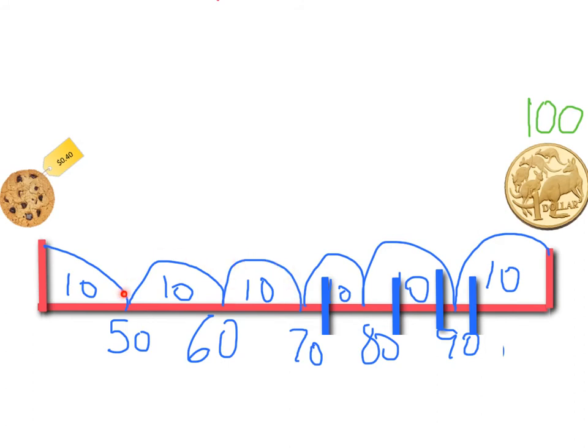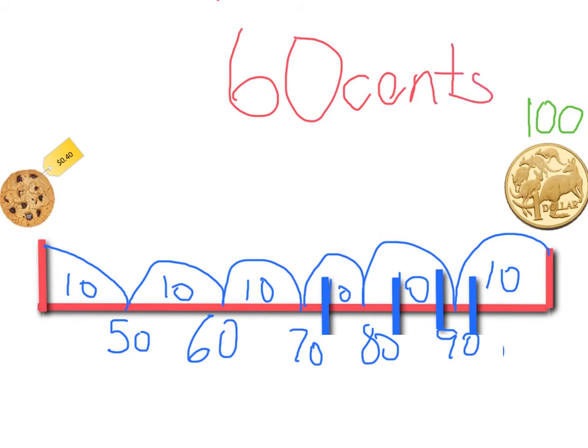in 10 cents. Remember, I just kept it in an even amount and the same amount the whole time. Let's add it up. There's 10, 20, 30, 40, 50, 60. I jumped and counted backwards 60 cents. So that tells me that the change I would get if I bought a cookie that cost 40 cents and paid with a dollar coin would be 60 cents.